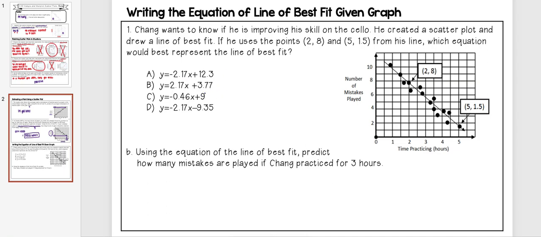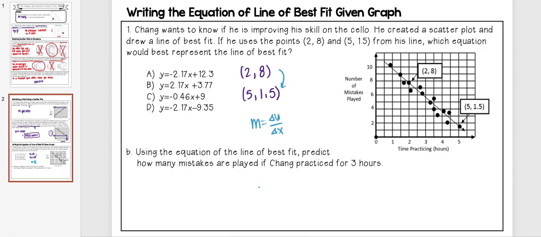The first one is we can do exactly what we did in 4.1 when we were creating equations given 2 points. So I'm going to find the slope first between (2, 8) and (5, 1.5). Again, my slope is equal to the change in y over the change in x.